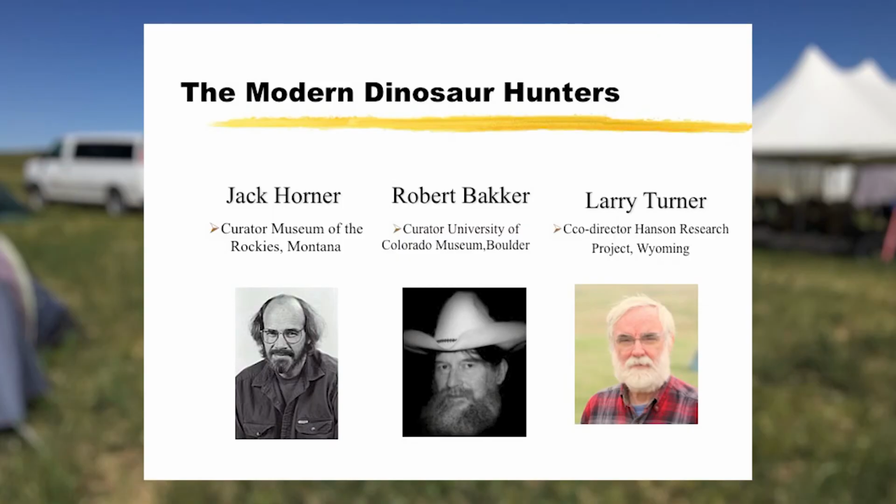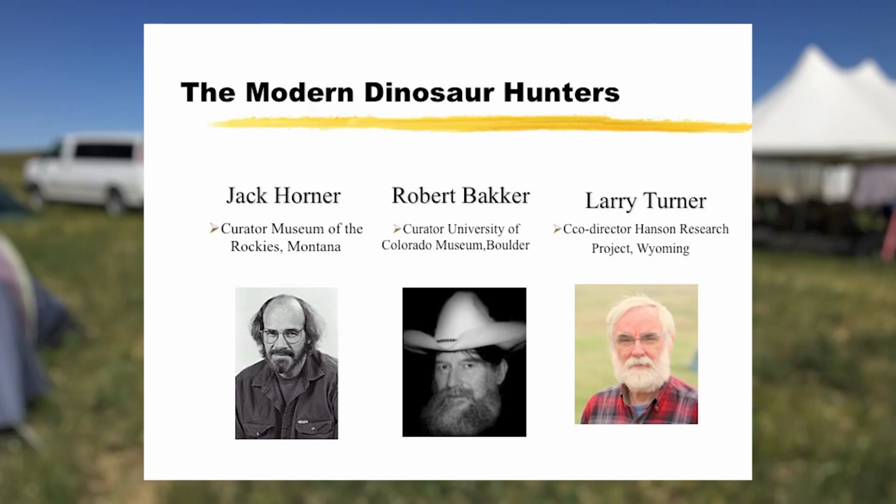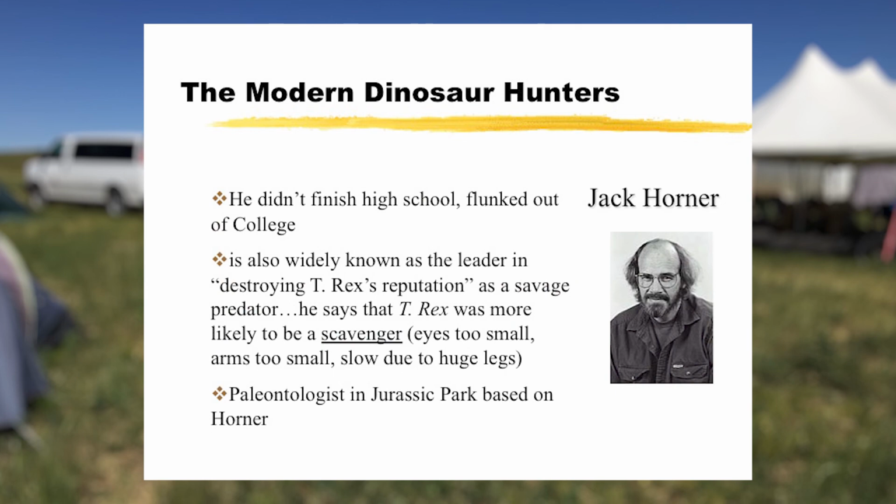Here's pictures of Jack Horner, Bob Bakker, and Larry Turner, the co-director of the Hansen Research Station here in Wyoming. So Jack Horner is curator of the Museum of the Rockies. He's now retired. Bob Bakker was curator of the University of Colorado Museum in Boulder, and then after that, the Houston Museum of Natural History, and Larry Turner is director of this project. Jack Horner didn't finish high school. He flunked out of college.